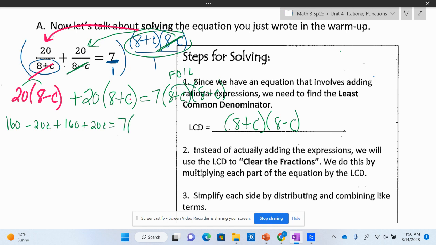And on the right side, I have 7 times. Let's FOIL this out. 8 times 8 is 64. This is going to give me a positive 8c and a negative 8c. Can you guys see that? Let me do it this way. I'm putting it over here because I know I'm writing on top of the words. Positive c times 8 gives me 8c. 8 times a negative c gives me a negative 8c. What do those two middle terms do to each other? They cancel each other out because what kind of factors are these?